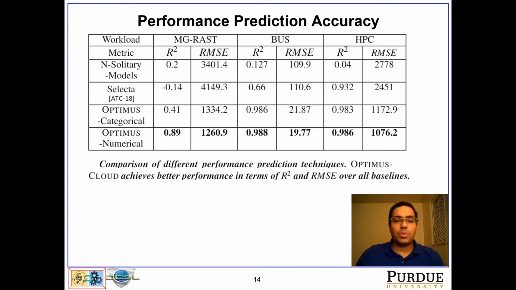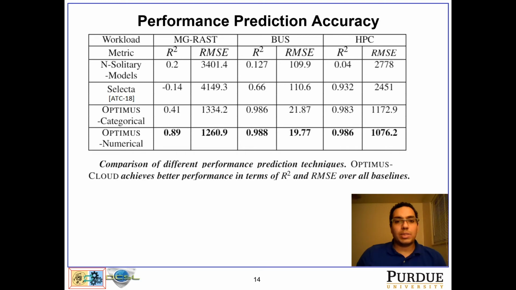Here we show the performance prediction accuracy of Optimus Cloud in terms of R-square and root mean square error. We compare to several baselines. The first baseline, that we call N solitary models, builds a performance prediction model for every VM type or size. Selecta uses a singular value decomposition based technique to infer the performance for unseen configurations. And Optimus Cloud compares 2 approaches.